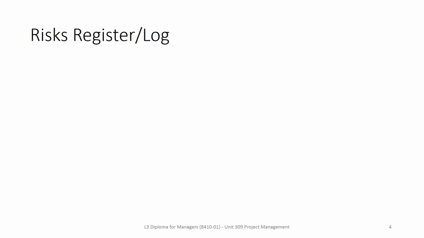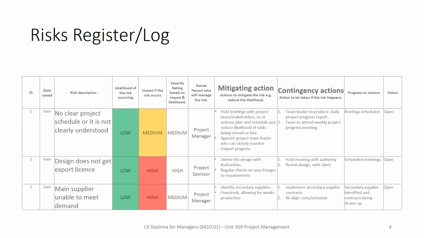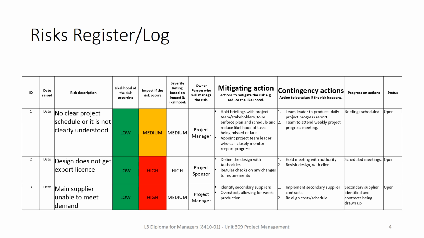So risks will need to be identified and usually start at the planning stage and recorded in some sort of risk log or register. The table or register coming up on the screen now shows some examples of some common project risks. Number one there, no clear project schedule, or it is not clearly understood. We talked about a project schedule and why it's important in the documentation. It's a low likelihood there because people say that they're going to make sure there is one. Number two, design does not get export license. Number three, the main supplier unable to meet demand. There could be others such as severe weather impact or the regulator or government introduces a new requirement, for example.